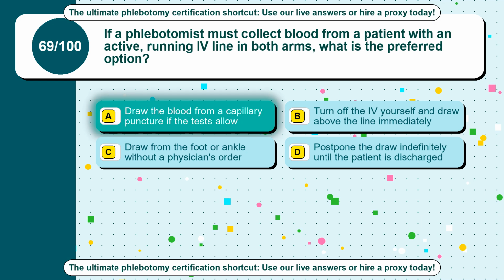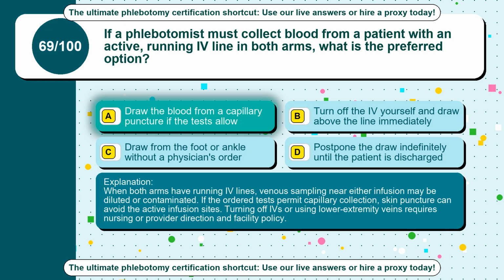The correct answer is option A. Draw the blood from a capillary puncture if the tests allow. When both arms have running IV lines, venous sampling near either infusion may be diluted or contaminated. If the ordered tests permit capillary collection, skin puncture can avoid the active infusion sites. Turning off the IV or using lower extremity veins requires nursing or provider direction and facility policy.